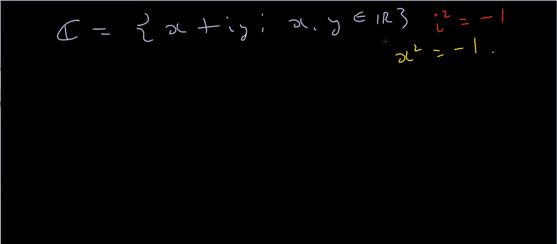So how do we define a structure on these numbers? Does it make sense to add or subtract or multiply or even divide one complex number by another? Well, it turns out that it does make sense, and here's how we do it.